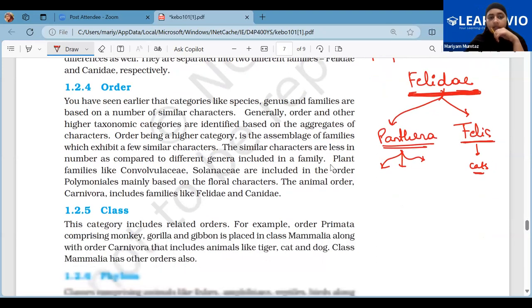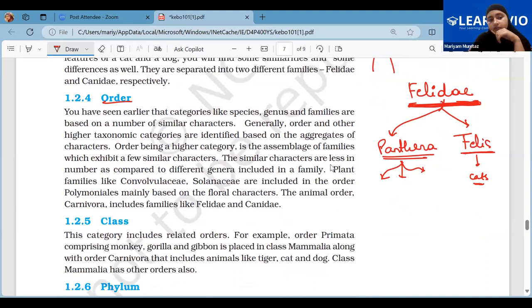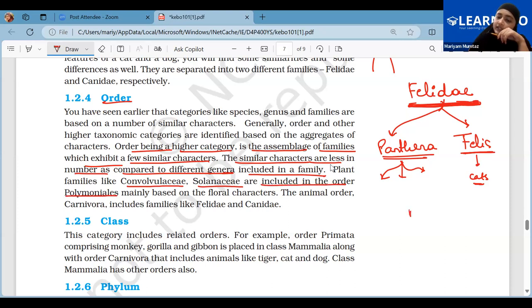Yes, ma'am. Now coming on to the next, that is order. Now, a group of families will form the order, right? So order, being a higher category, is the assemblage of families which exhibit a few similar characters. The similar characters are fewer in number as compared to those of the genera included in a family. Again, as we are slowly rising up towards the higher categories, the number of similarities will obviously decrease, isn't it? Now, plant families such as Convolvulaceae and Solanaceae are included in the order Polemoniales.